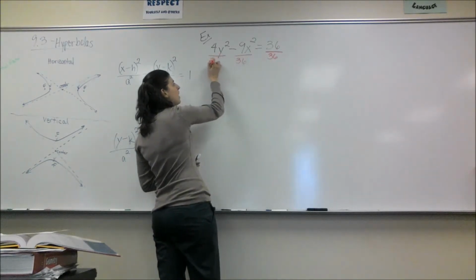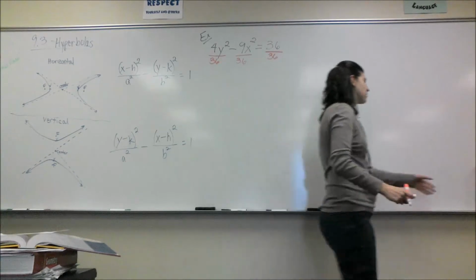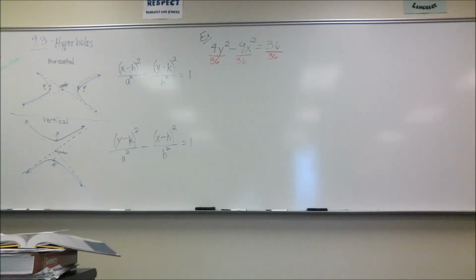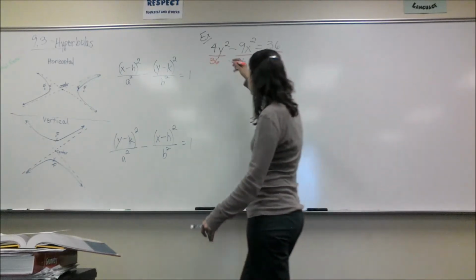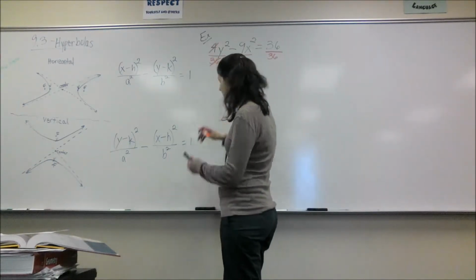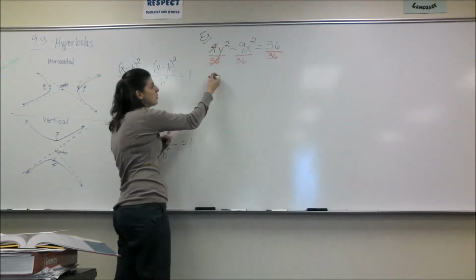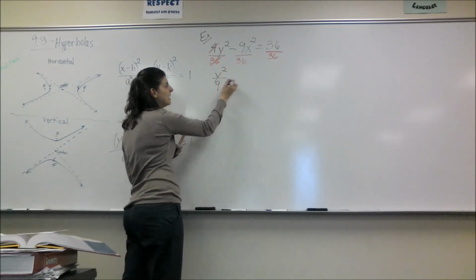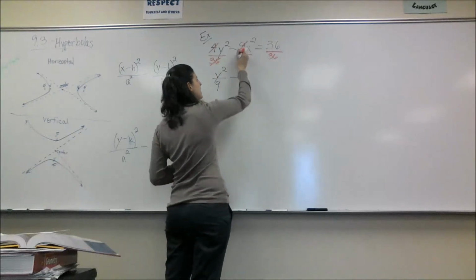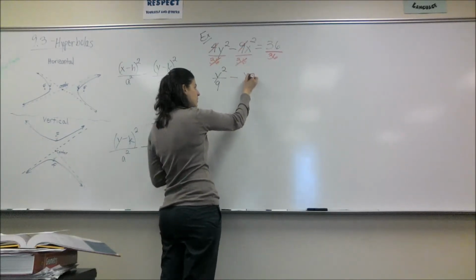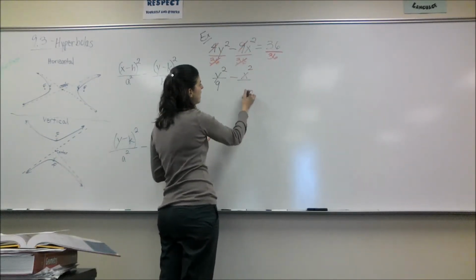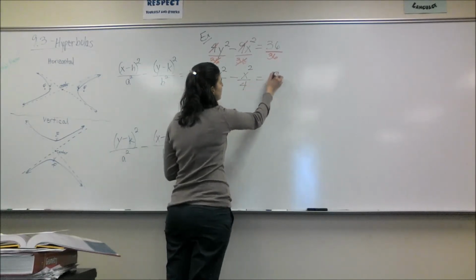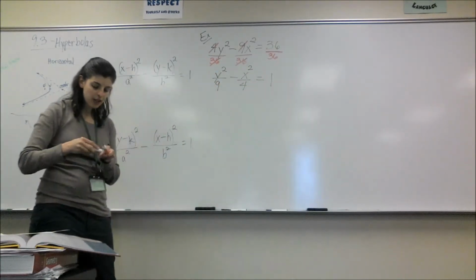When I do that, what nicely happens with the 4 and the 9? They reduce with the 36. So that cancels out, and I get y squared over 9 minus x squared over 4 equals 1, because 9 and 36 reduced to 4 on the bottom, very good. Now this thing is in standard form.